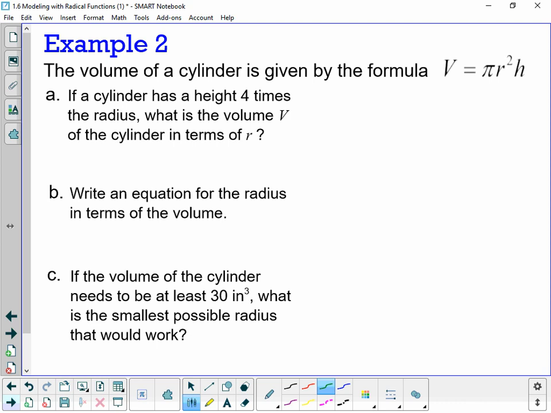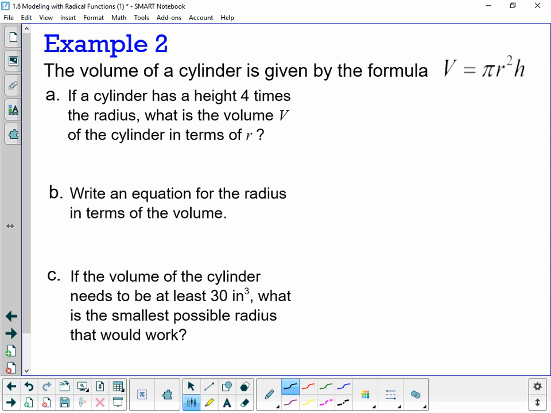Let's look at an equation that is for the volume of a cylinder. The volume of a cylinder is given by the formula V equals pi r squared h. So we're going to work with and manipulate this equation. The first part says, if a cylinder has a height that's 4 times its radius, what is the volume of the cylinder in terms of r?